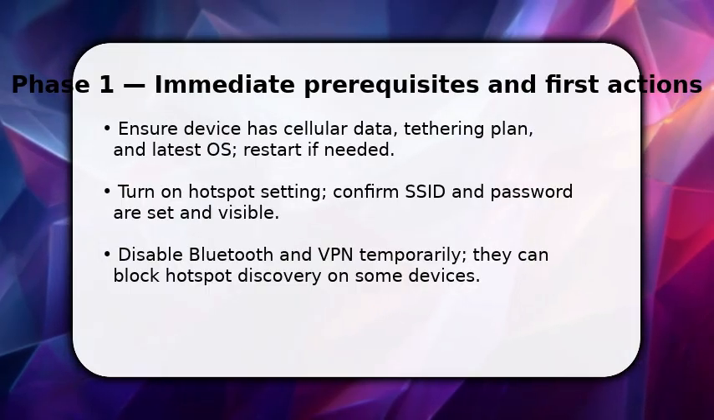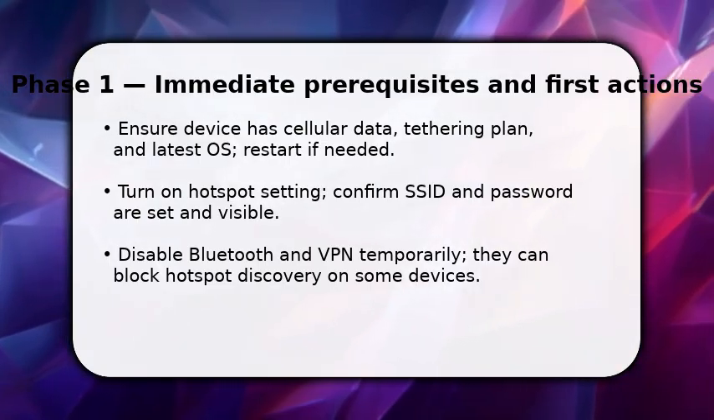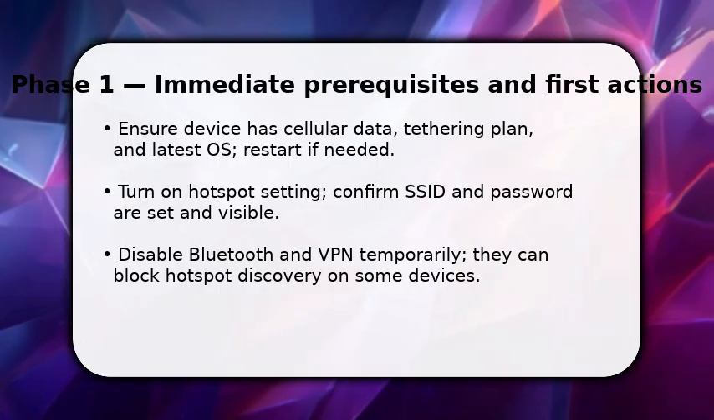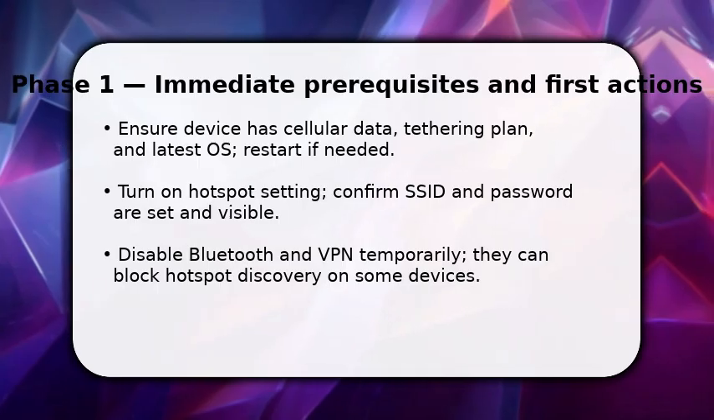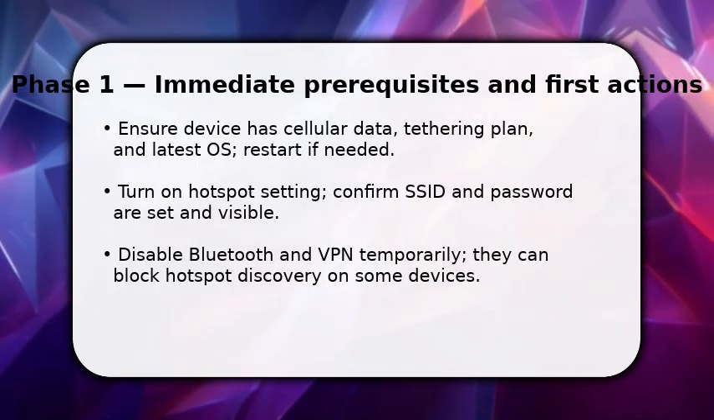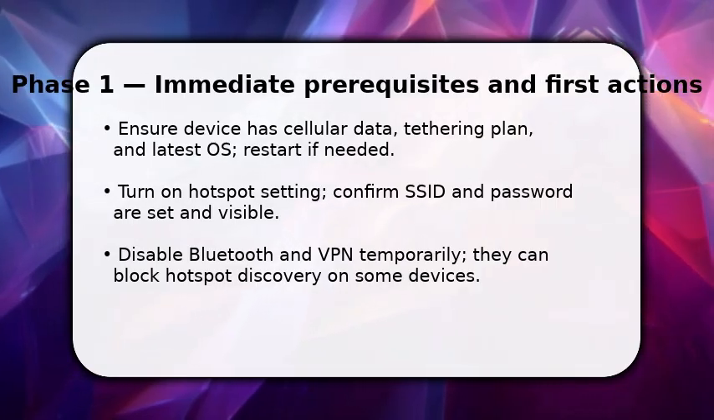You begin by confirming prerequisites and taking the first actionable steps. Make sure your phone has an active tethering plan and cellular data. Once confirmed, restart the device to clear transient glitches. Open Settings, go to Hotspot, enable it, and verify SSID plus password are populated.